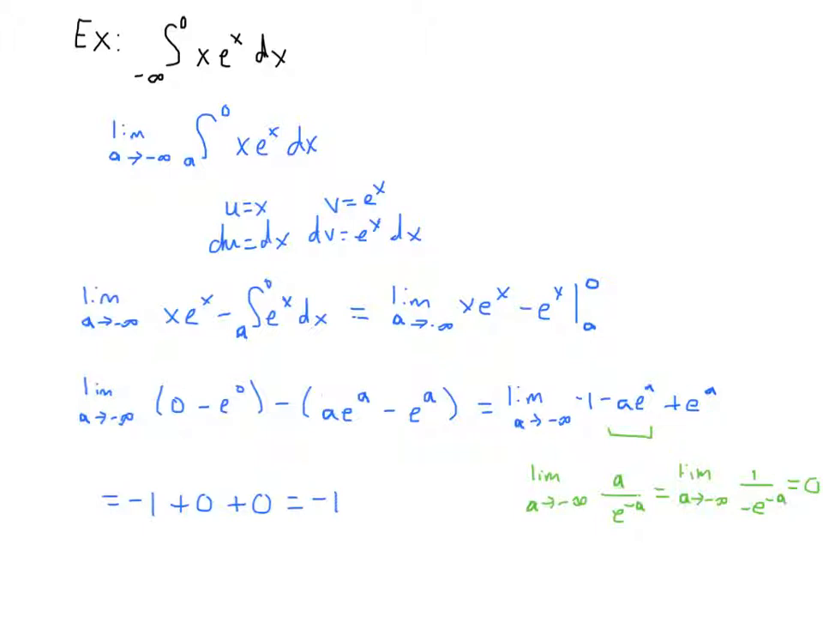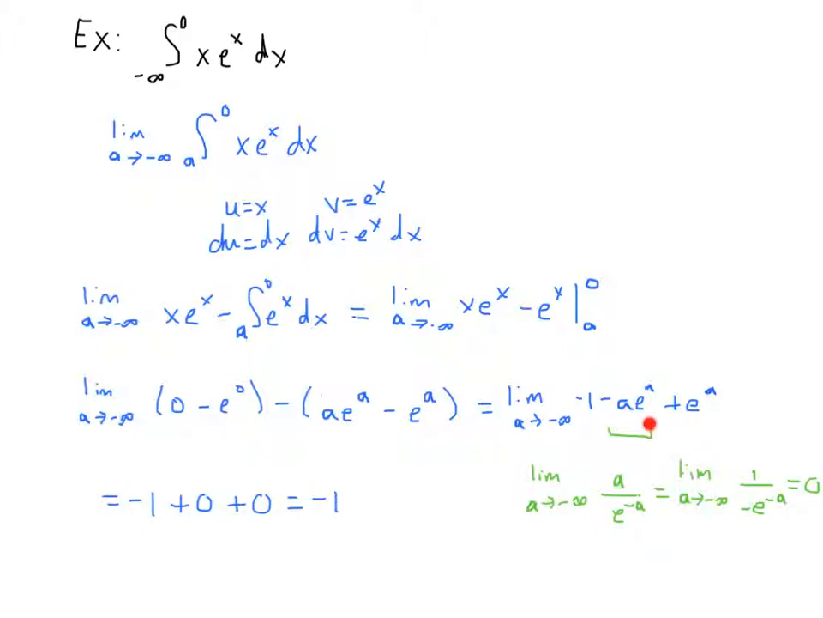E to the a, as a goes towards negative infinity, is going to get smaller and smaller and closer and closer to 0. So e to the negative infinity is 0. And then that just leaves my middle term here. And this is a part where I need to use L'Hopital's. So it might be a good time to review your L'Hopital's notes.